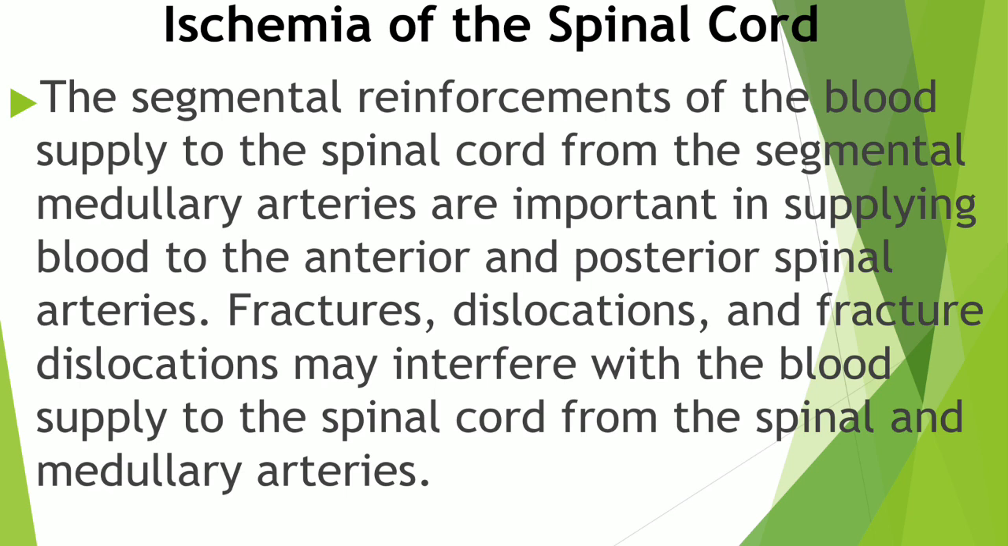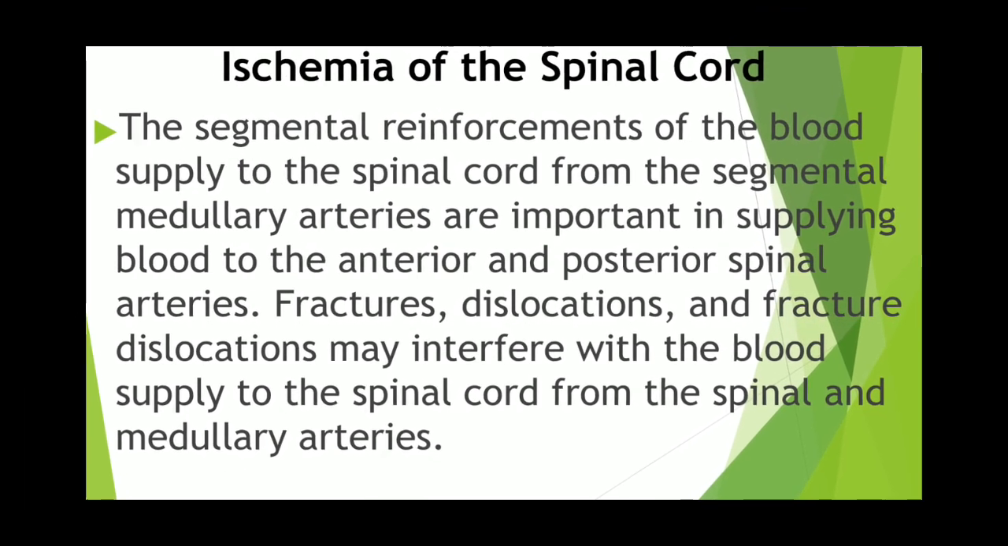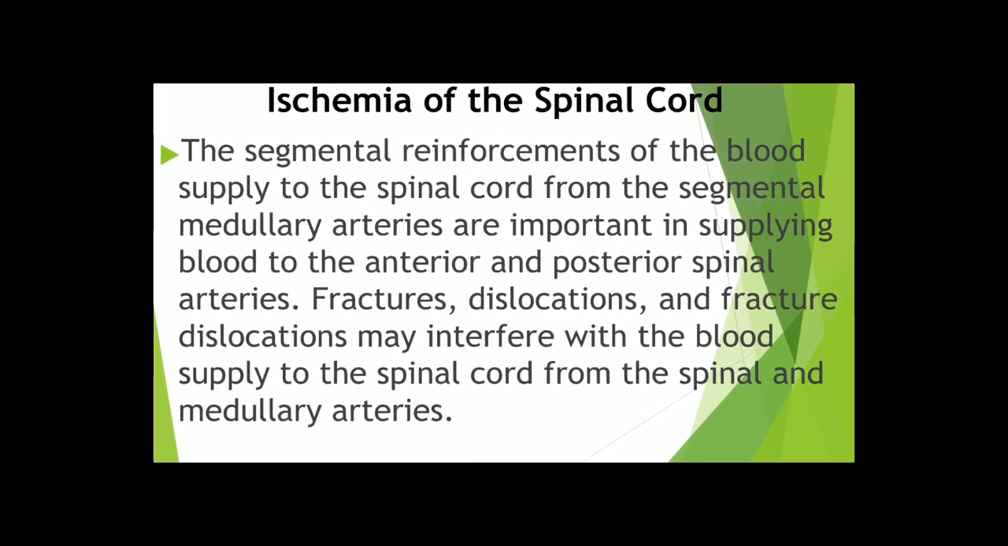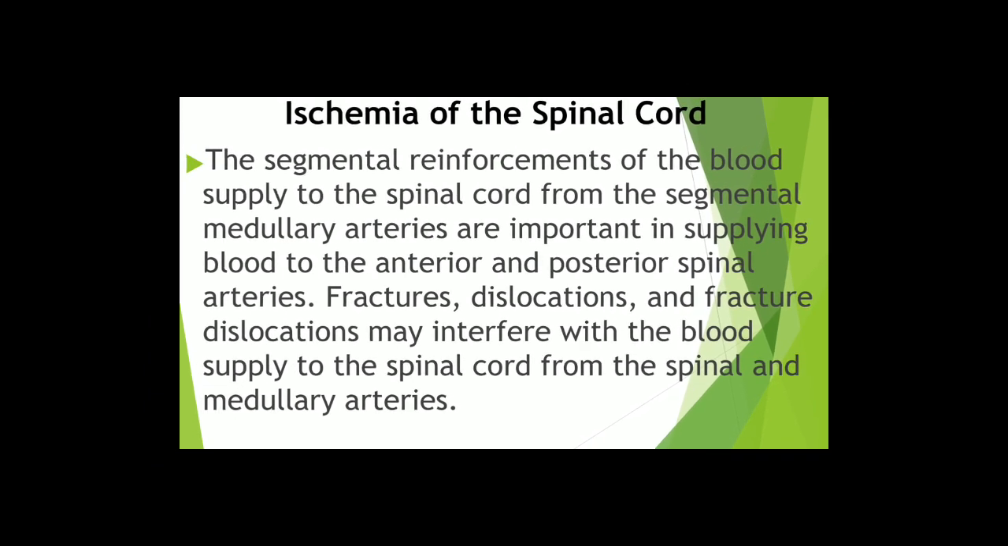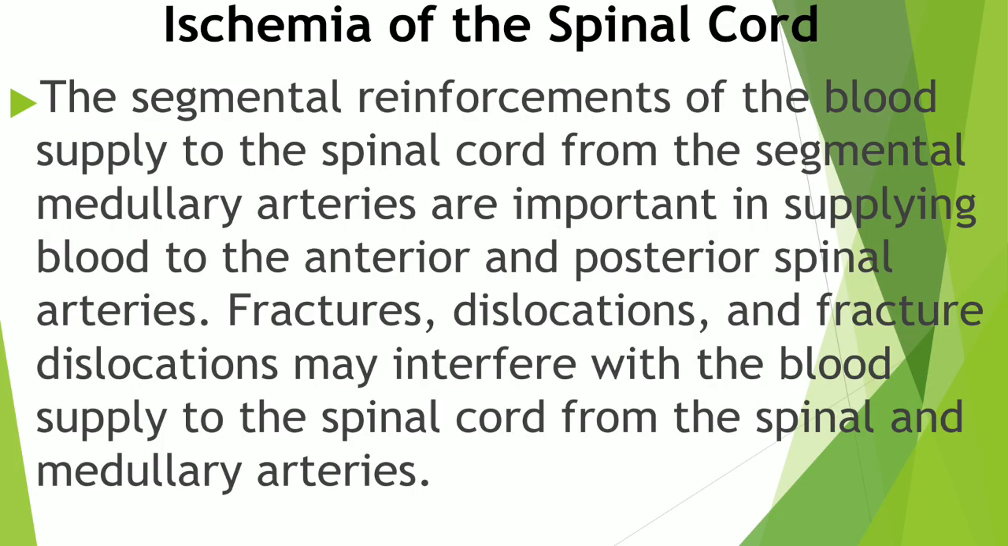Now let me discuss the ischemia of the spinal cord. You have blood supply of the spinal cord from segmental medullary arteries, which get blood to the anterior and posterior spinal arteries. So in cases where you have fractures, dislocations of the vertebrae, at times you have combinations of fractures and dislocations occurring, the bones might be displaced, and then displaced bones are going to interfere with the blood supply to the spinal cord. So they interfere with the spinal and medullary arteries.